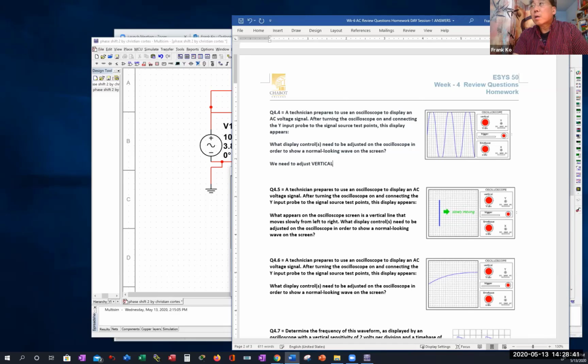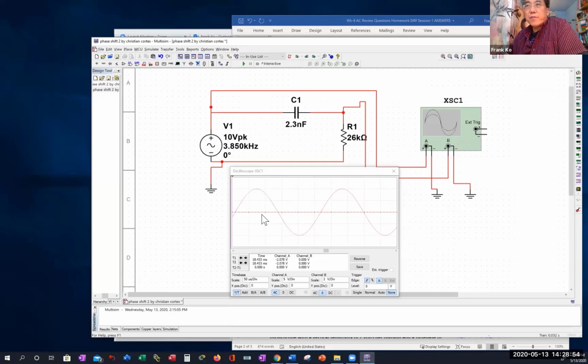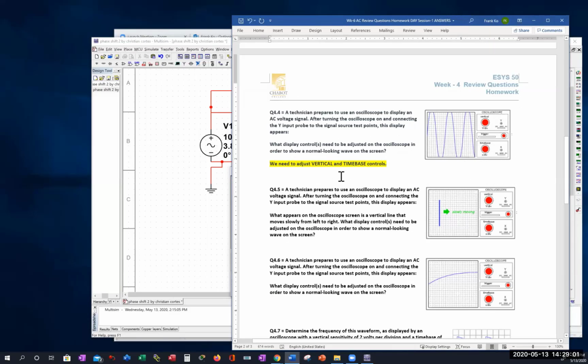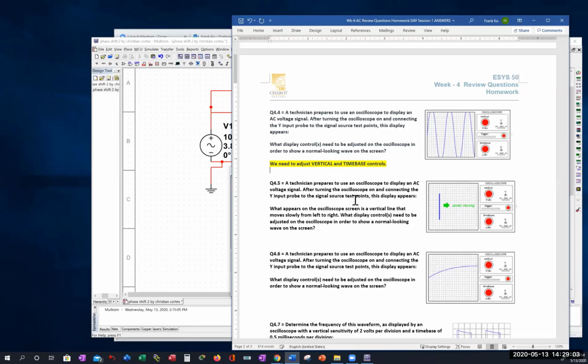vertical and time base controls. Okay. In order for us to achieve something like this. Is everybody all right with those answers? We have to adjust both. Yes. Okay.